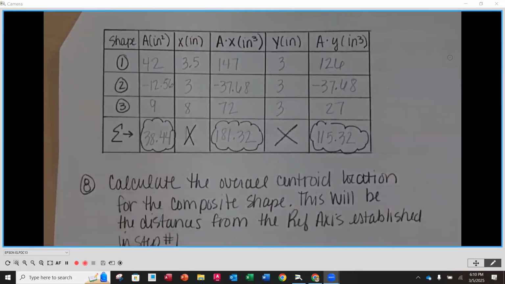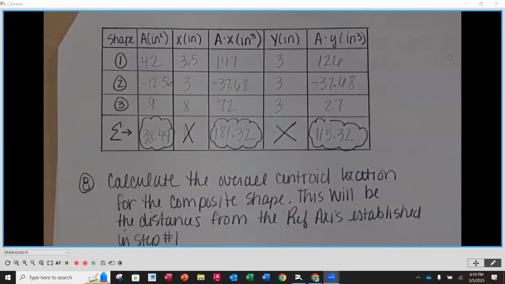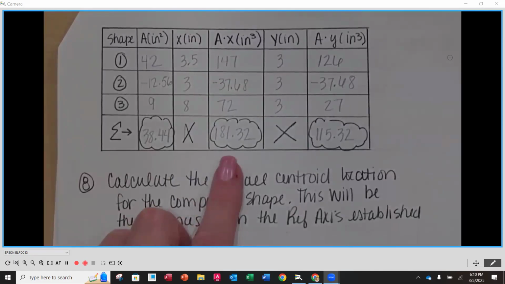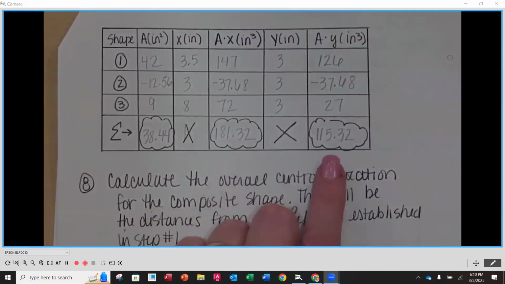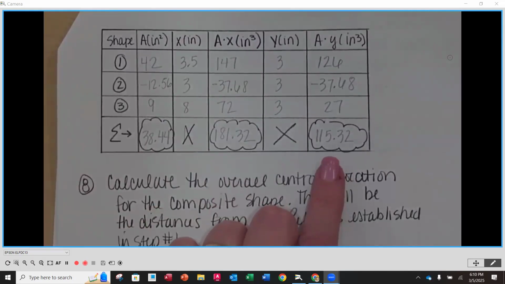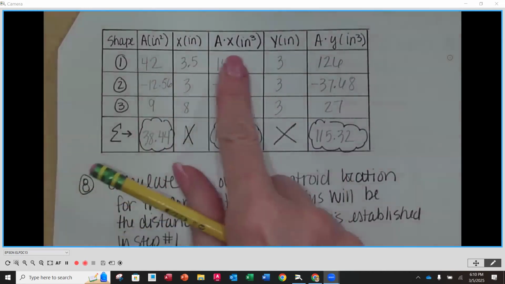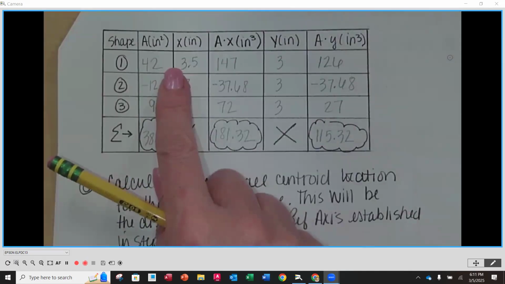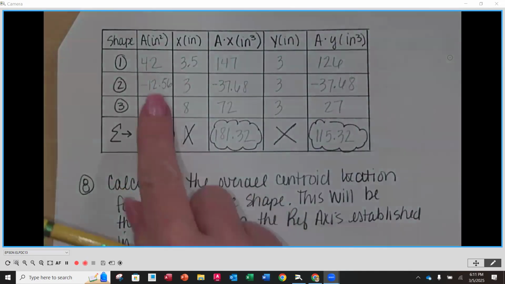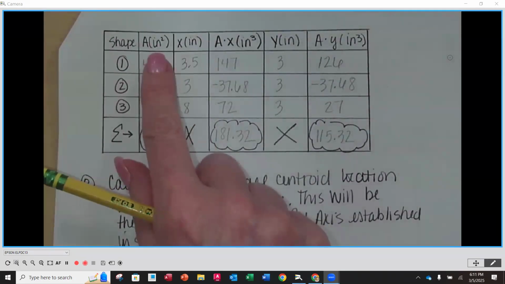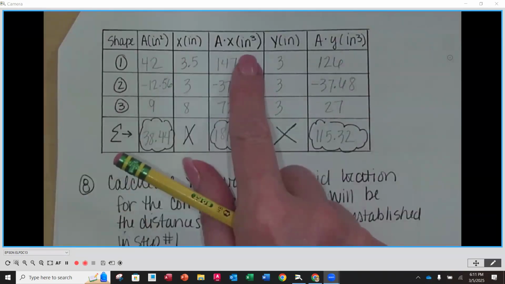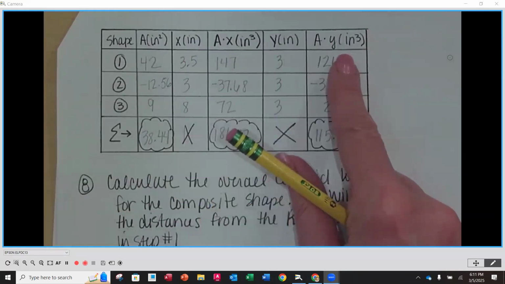Looks like most people are done or finishing up. You should get a total area of 38.44, total A times X, 181.32, and then A times Y's are 115.32. Now at the top are the units for each one of our columns. So as we know, area is inches squared in this case. We multiply it by X. We're going to take inches squared times inches. So inches cubed is the A times the X. And then the same thing for the A times the Y.